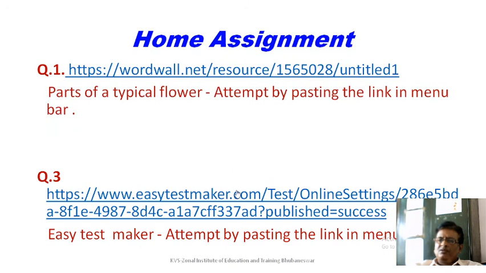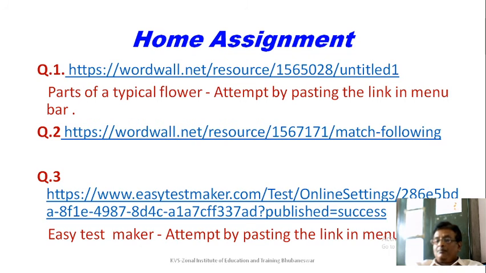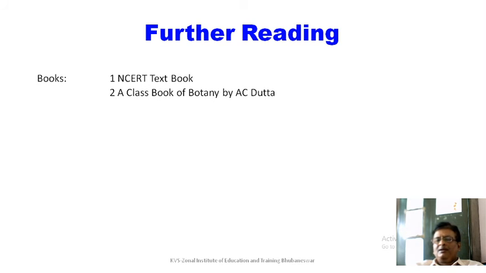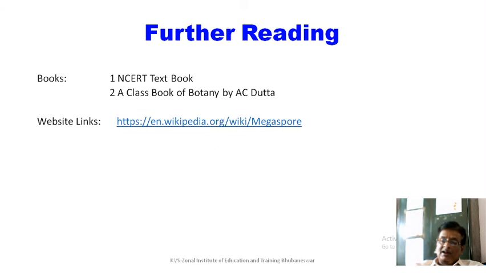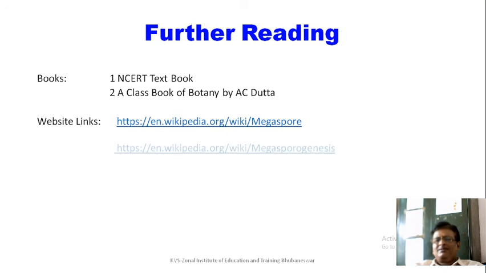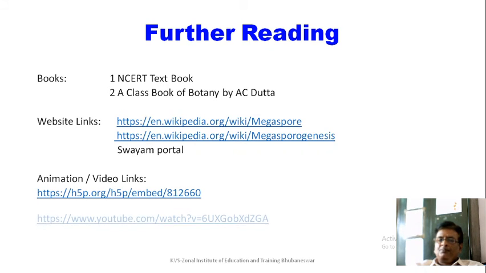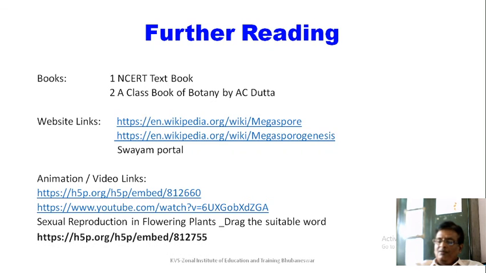Some home assignments are also given to you. You can copy the link, put it in the menu bar, or even click on it and attempt the different parts of a typical flower. Some tests have been designed for you. You can try that. You can do the match the following. For further reading, A Class Book of Botany by A.C. Dutta is a good one. A lot of information is there. And obviously the NCERT textbook is one of the best things that can happen to you. You can read it from one side to the other to get a good grasp of the concepts. Some website links I have suggested for you. You can go through them, and some video links also. Please go through them and your concept about this topic will become much stronger.